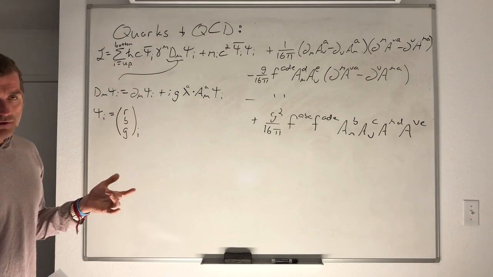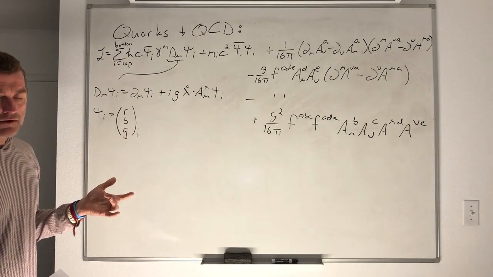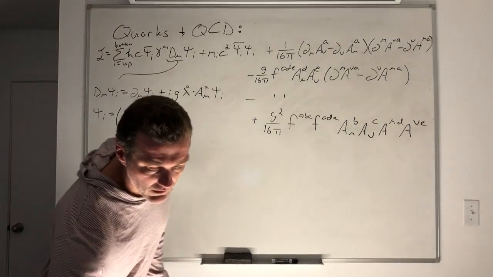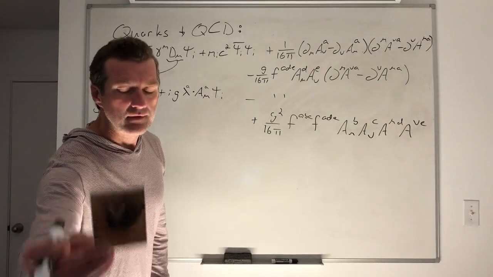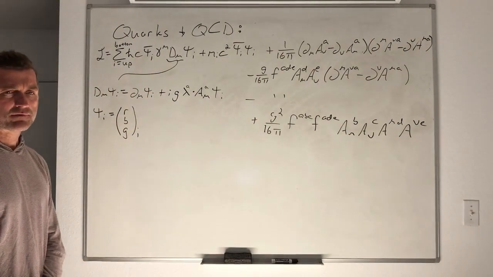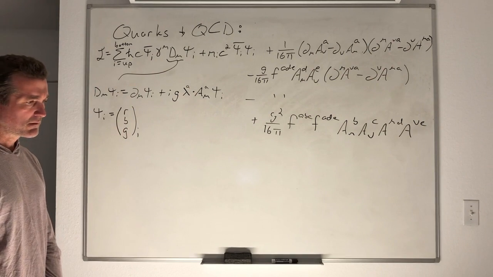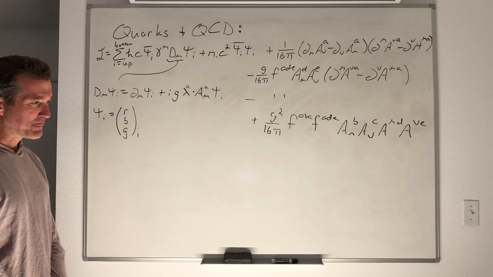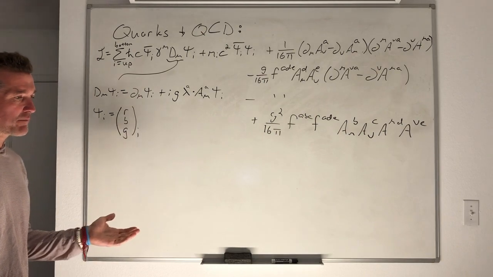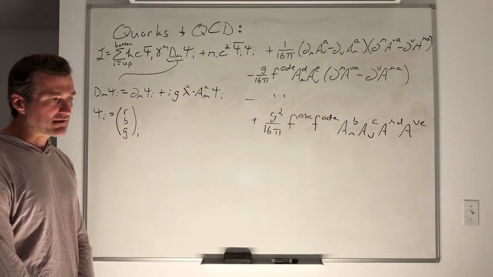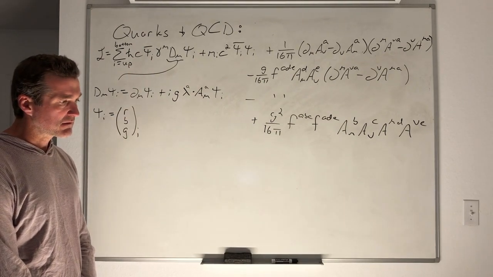What about antiquarks? Should I not include antiquark fields? Let me ask a question. Gabriel, should I not have a term for antiquark fields? What do you mean by that? Well, antiquarks are a part of the story. And this is just a Lagrangian for quarks, right?